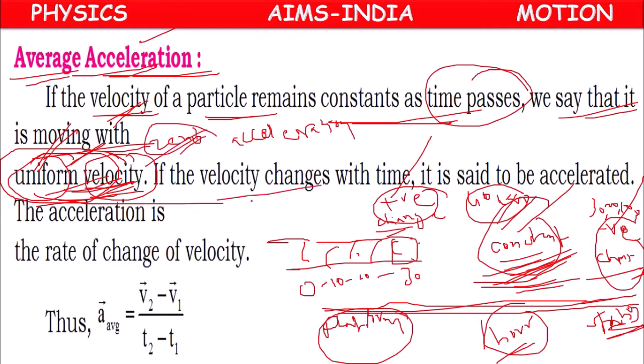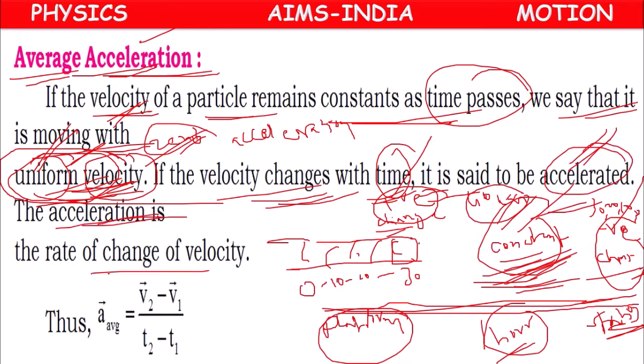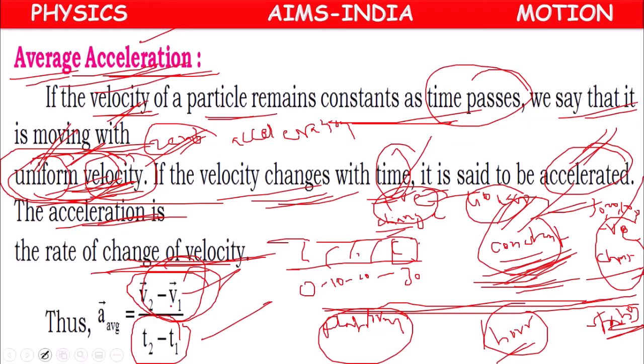Suppose if the velocity changes with time, we can tell that the object is accelerated. So acceleration means rate of change of velocity. In how much time, how much velocity changed, that ratio is called average acceleration or acceleration. So rate of change of velocity means how much change of velocity happened in how much time; relating to time if we compare, that is called rate of change of velocity, and it is called acceleration.